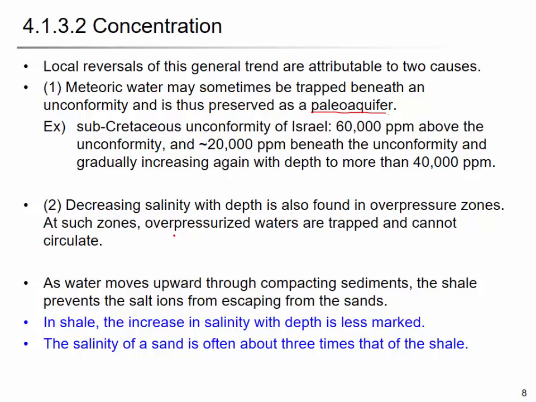cooling water next to it. As water moves up through compacting sediments, the shale prevents the salt ions from escaping from the sand. So in shale, the increase in salinity with depth is less marked, so you don't see general trends. The salinity of the sand is often about 3 times that of the shale. So when you have shale and sand interbedded together, shale will have a lower salinity and the sand will have high salinity because the shale acts as a blanket. It blocks the ion movement, so they trap the ions inside the sand formation.